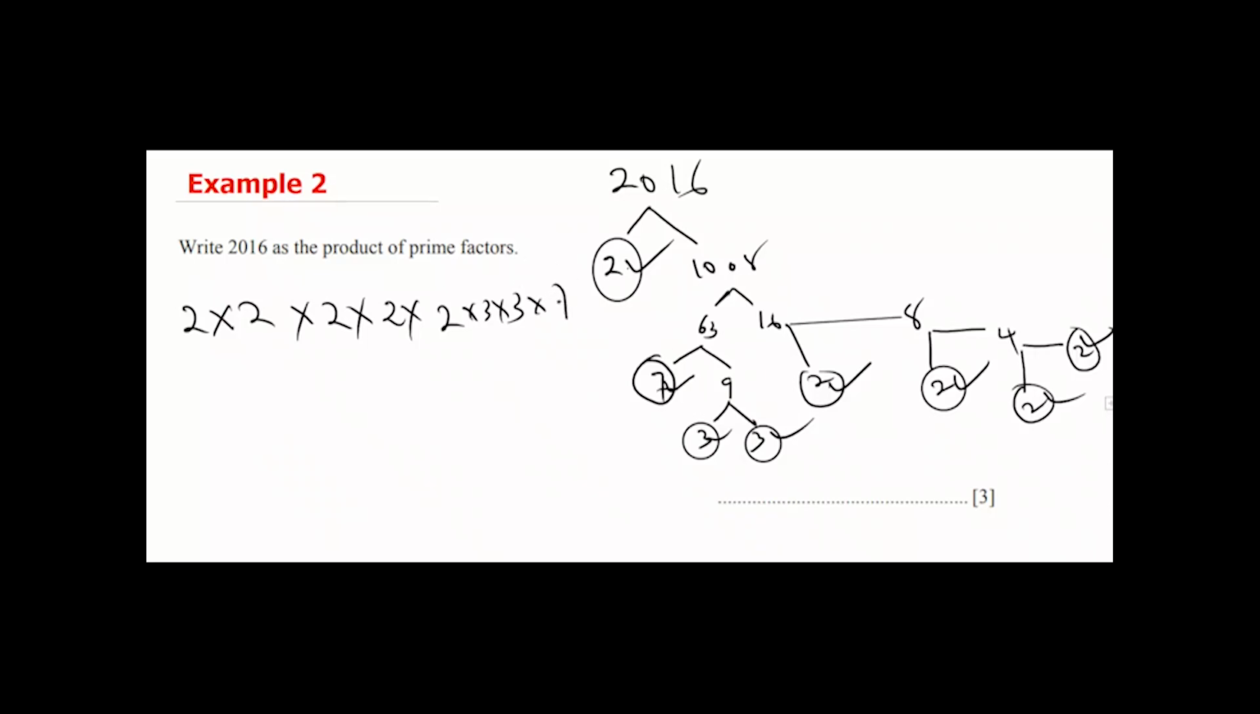So by 7. So to write it in index form, you have 1, 2, 3, 4, 5. That is 2 to the power of 5 times you have 1, 2, 3 to the power of 2 times 7. So you have 2 to the power of 5 times 3 to the power of 2 times 7. So that will be the product of prime factors of 2016.